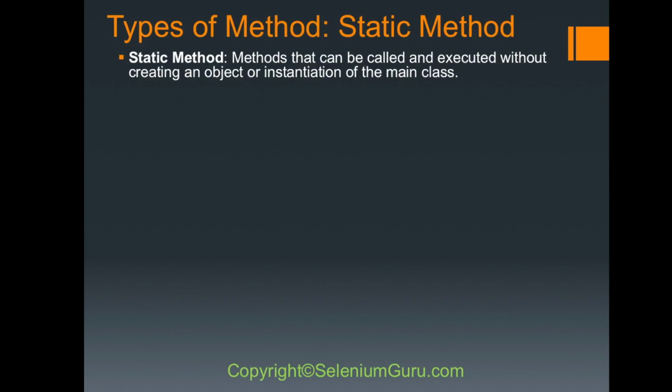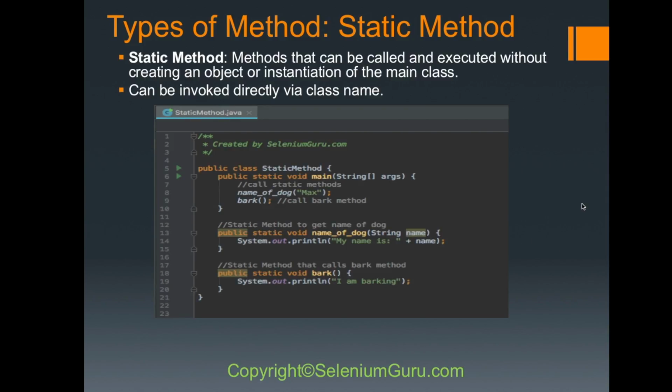Static methods are basically the methods that can be called and executed without creating an object or instantiation of the main class. So far, we've been calling all static methods because when we created a method, we did not create an object. Till now, all we've been doing is creating and calling static methods. They can be invoked directly via the class name as well.